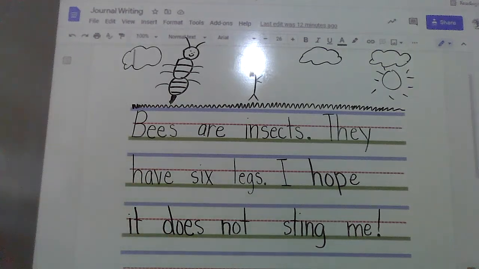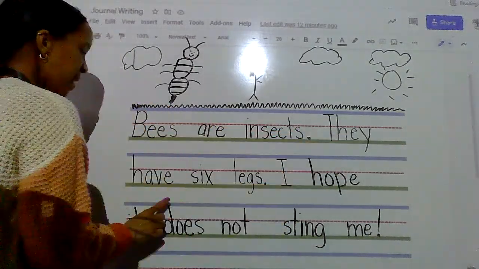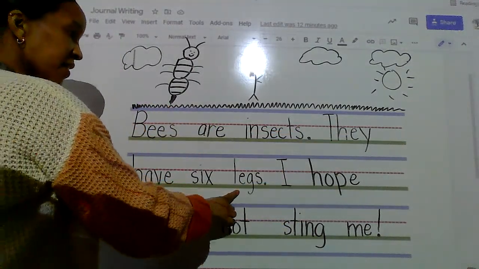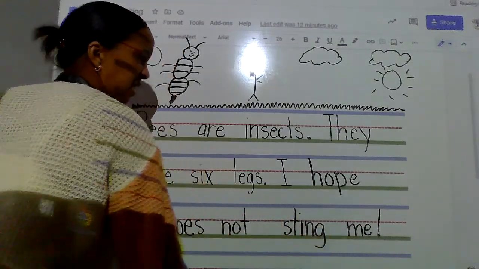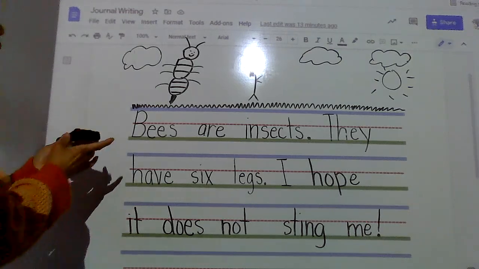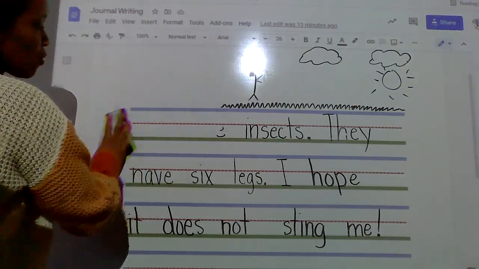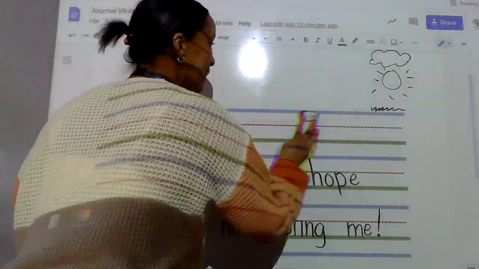All right, so let's read my journal entry. Bees are insects. They have 6 legs. I hope it does not sting me. Oh my goodness. So that was my writing about an insect. Remember, we are almost first graders now, so we do not copy anymore. We come up with our own ideas.